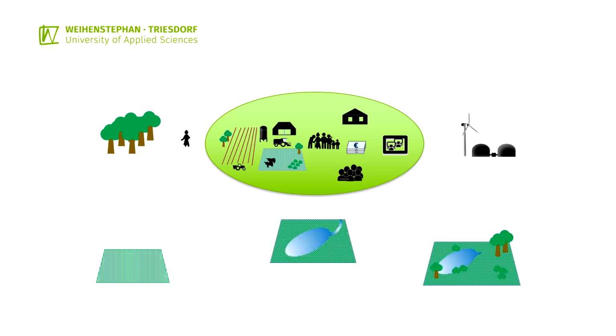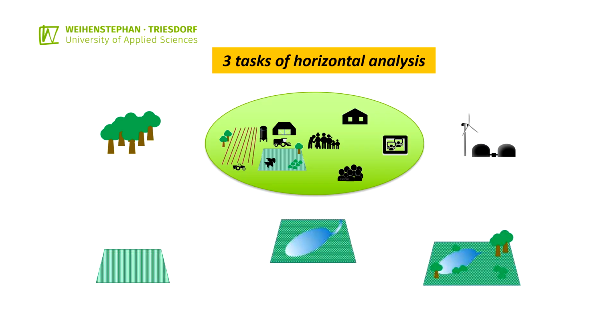Collecting firewood for the household can be more advantageous than purchasing fuels with higher energy density if corresponding labor capacities are available, but financial means are scarce. 3 central aspects for the horizontal analysis of natural resources in farming systems emerge from these considerations.